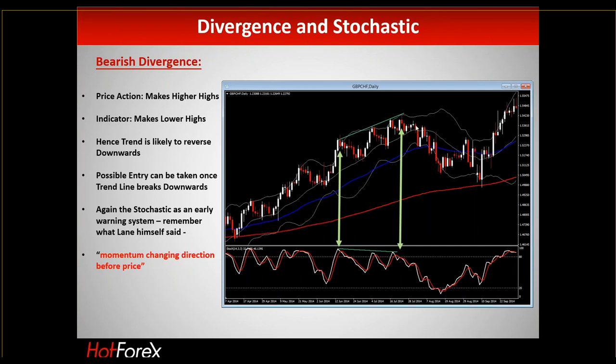This is sideways. So again, here, although we've got a bit of a screamer here, the stochastic is really giving you a heads up, because we've broken out of this overbought area now, and we've dipped down to, you know, the 60 zone.